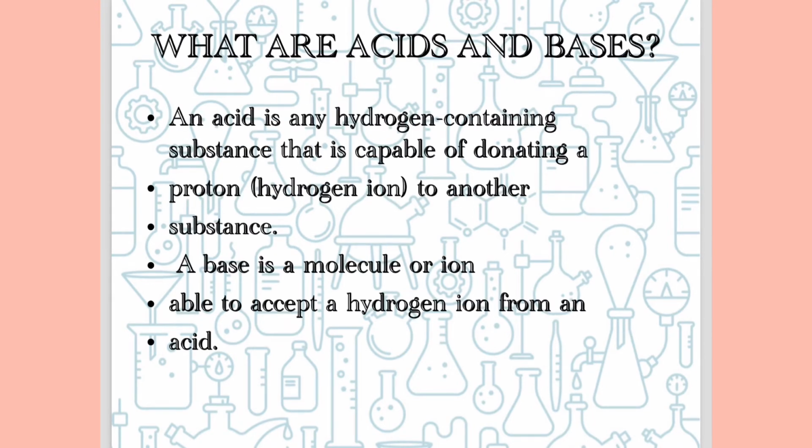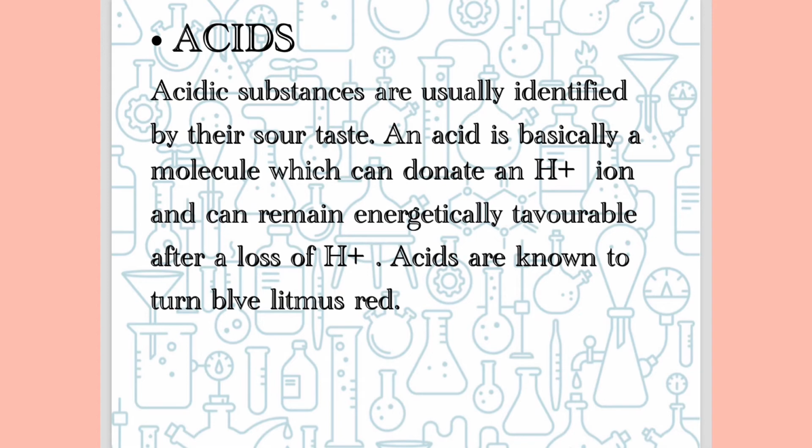So what are acids and bases? An acid is a hydrogen-containing substance that is capable of donating a proton, a hydrogen ion, to another substance. A base is a molecule or ion able to accept a hydrogen ion from an acid. Acidic substances are usually identified by a sour taste. An acid is basically a molecule which donates H plus ions.